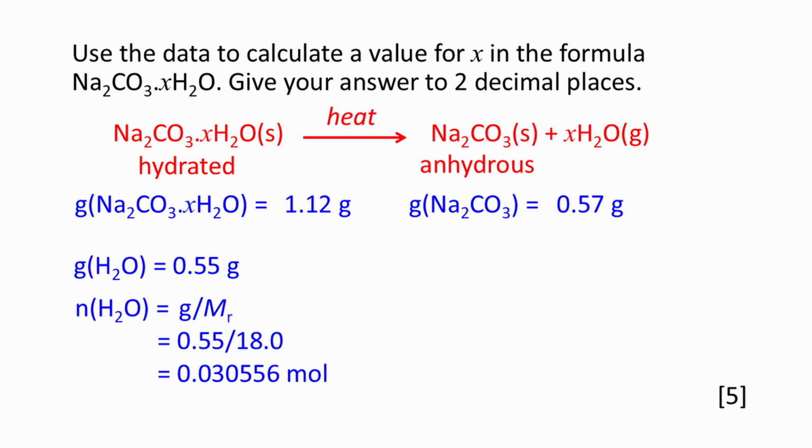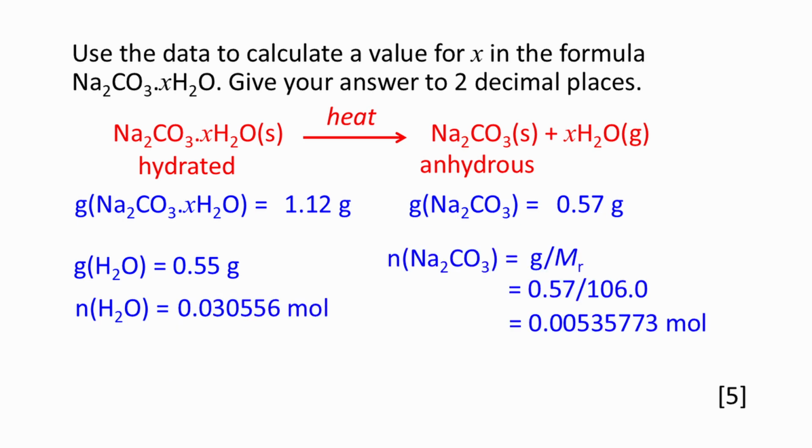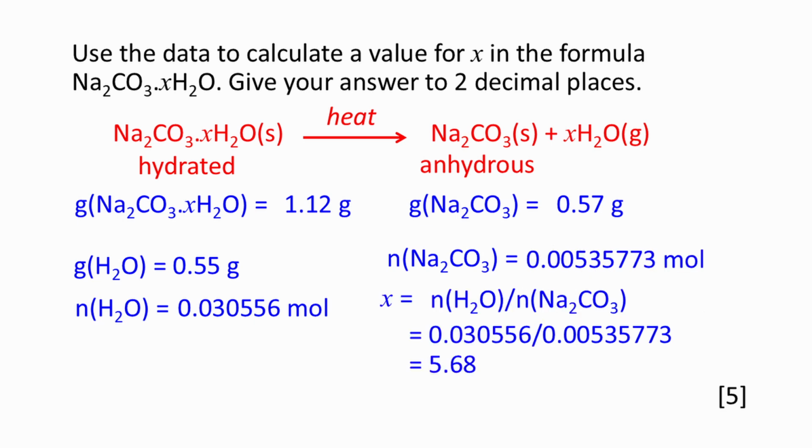The amount of water removed works out to be 0.030556 moles. The amount of anhydrous sodium carbonate present in the evaporating basin after heating can be found in a similar way. This works out to be 0.0053573 moles. The value of X is found by dividing the amount of water by the amount of anhydrous sodium carbonate. This works out to be 5.68. This must be given to 2 decimal places, and this part of the question is now complete.